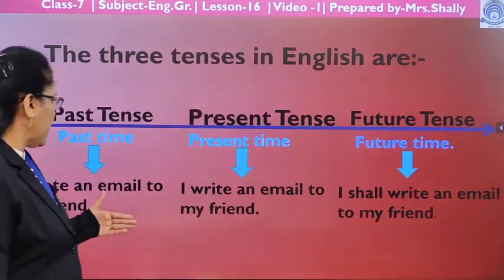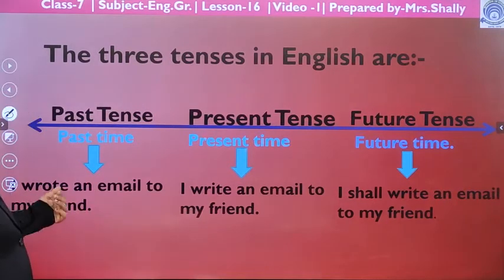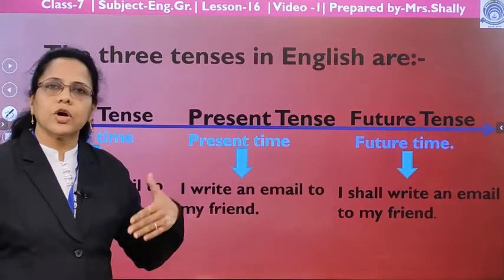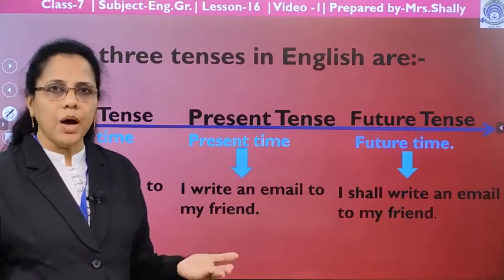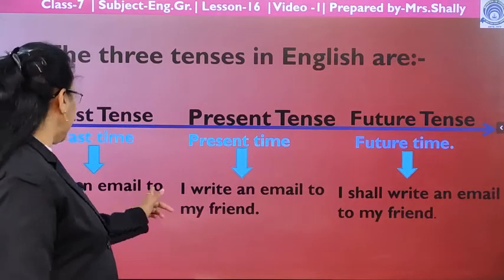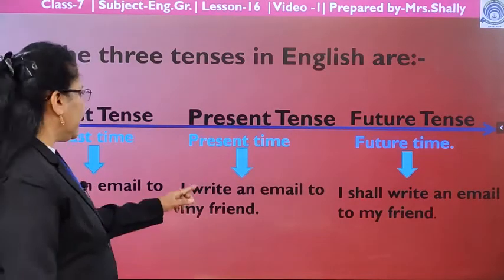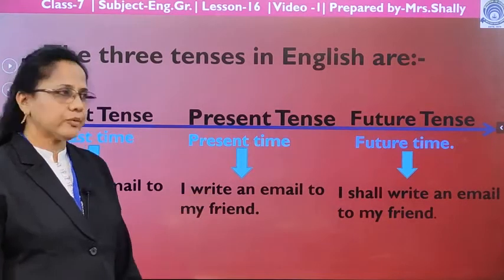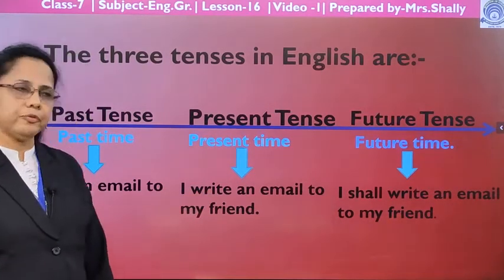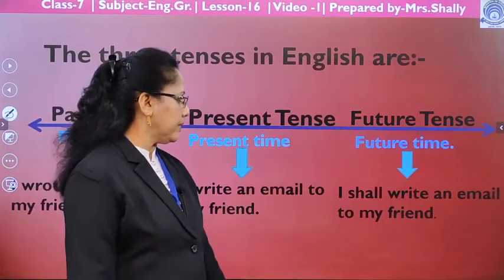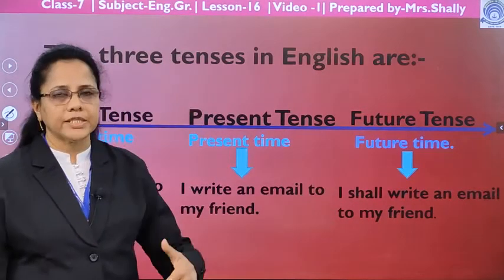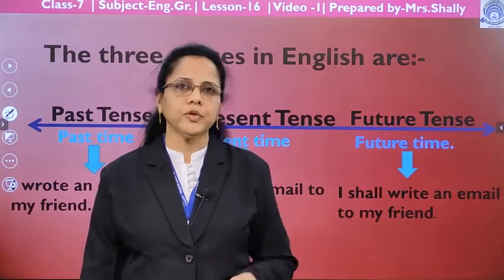In this example you can see, I wrote an email to my friend. Here, that action of writing is already over, it happened in the past. In present time, the verb changes as write. I write an email to my friend. Future time, I shall write an email to my friend. The action of writing will happen at some time in future.